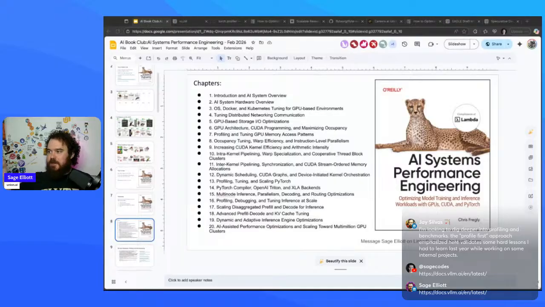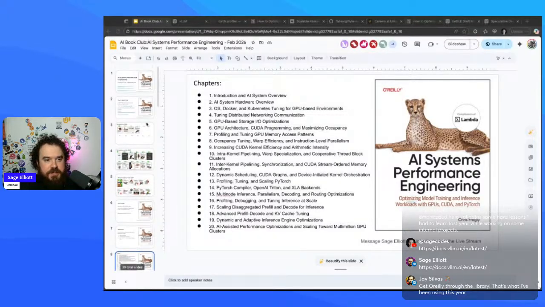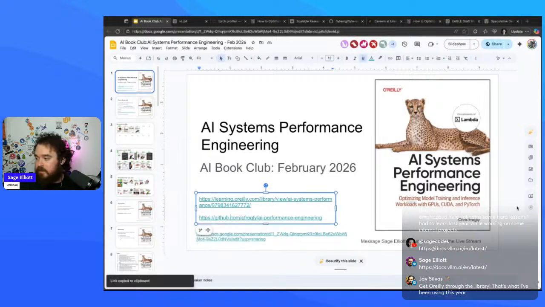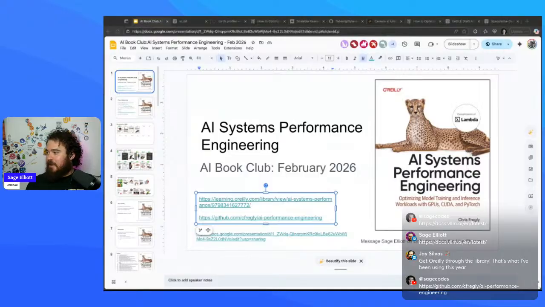Any other questions or thoughts? Oh, and like I mentioned, you can also check out the code. And Jay said, "Get O'Reilly through the library." That's what he's been using for the last year.